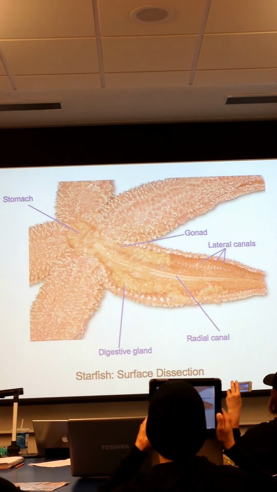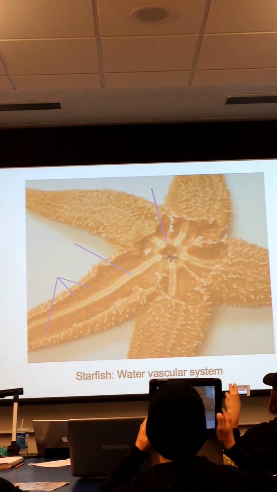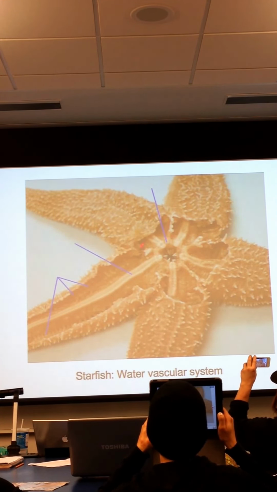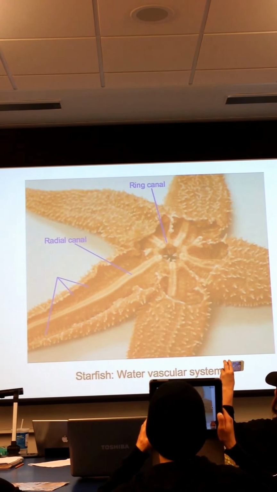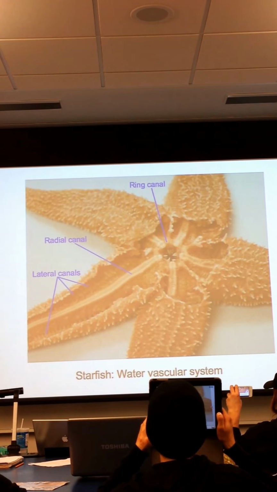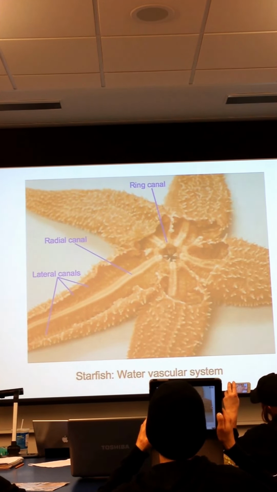Can we move to the next one? All right, another starfish. I believe we start here. What's this here? That's the ring canal. What's this? Radial. And these guys? Lateral canals. And there wasn't much that we looked at in the starfish. Most of it was water vascular, right? And then we had the digestive gland and gonad. Are you guys all right if I switch?